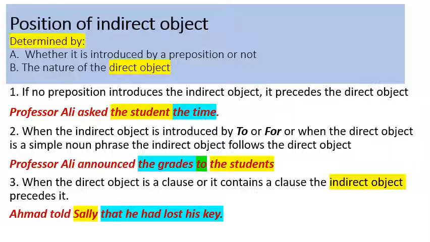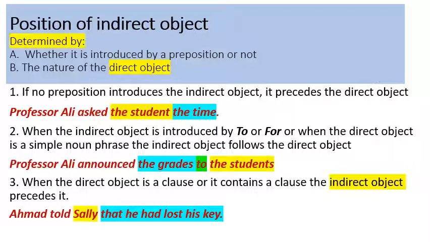In the second case, when the direct object is introduced by to or for, or when the direct object is a simple noun phrase, the indirect object follows the direct one. When you have these two prepositions we took earlier in the previous slide, to or for, if they come before the indirect object, here they swap their position and the direct object comes before the indirect object.